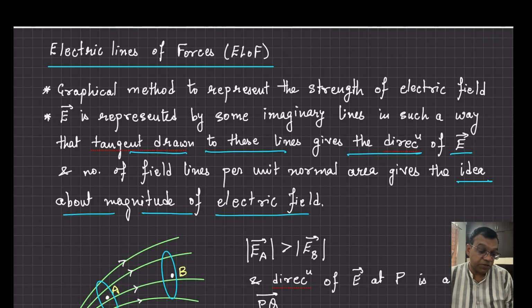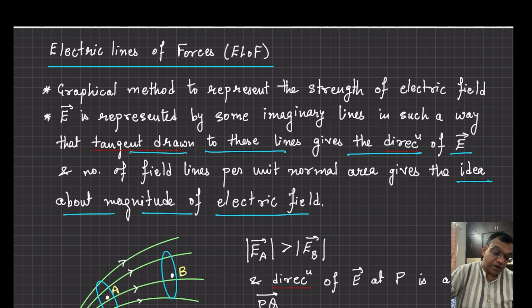Hi students, let's continue our discussion of electrostatics. In this part we are going to see the electric lines of forces, equipotential surfaces, etc. Now there were three ways to represent the electric field strength. One is the electric field intensity, second electric potential, and third one electric lines of forces.